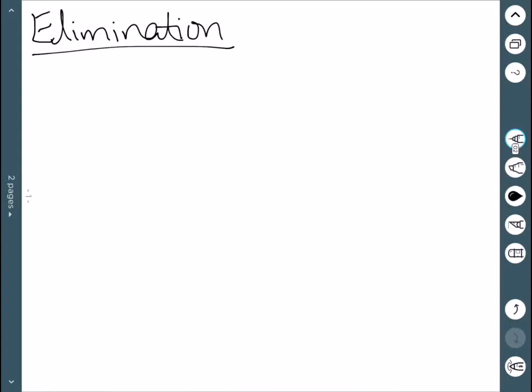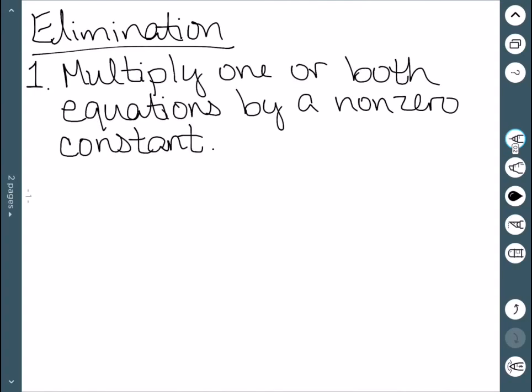We'll now look at a method for solving systems of equations called elimination. And this will have 5 steps. The first step is to multiply one or both of our equations by a non-zero constant. The idea is we want to have a term in the first equation that's something like 2x and the second equation has negative 2x. Or maybe the first equation can say negative 5y and the second says 5y. We want these additive inverses as our coefficients.